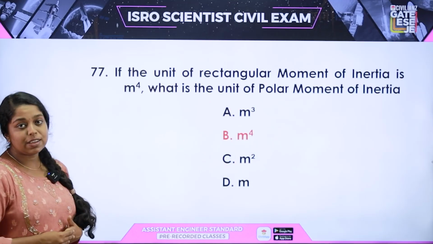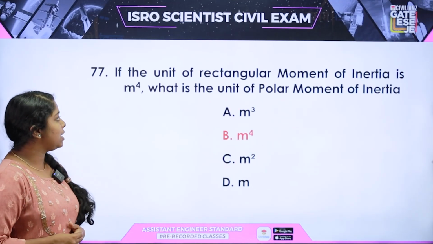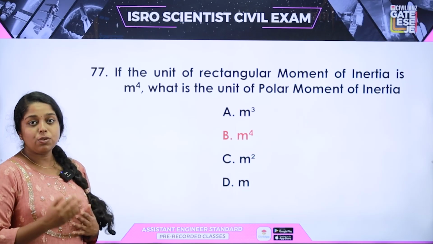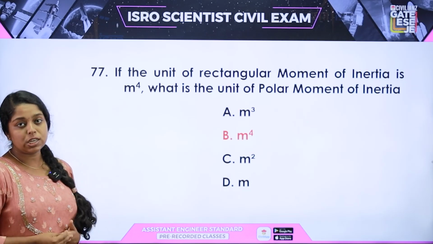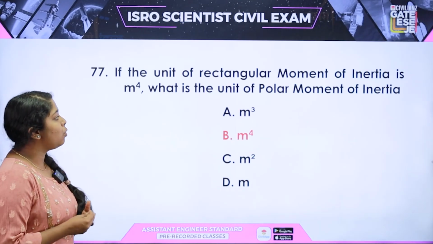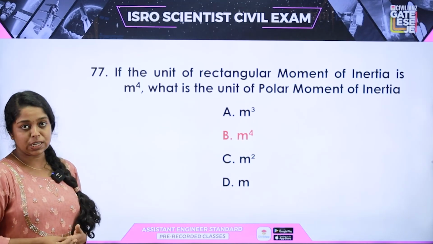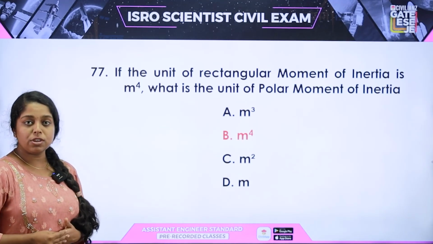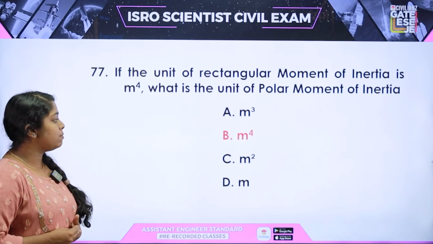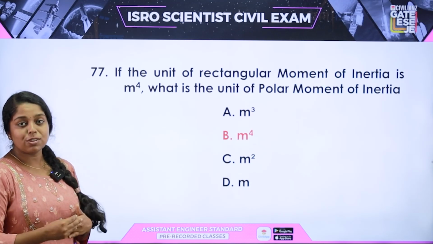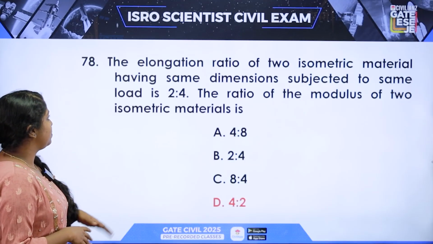Moving on to the 77th question. This is from engineering mechanics. So we know that the unit of a rectangular moment of inertia is meter raised to 4. Then what is the unit of polar moment of inertia? The unit of polar moment of inertia is also the same, that is meter raised to 4. So option B is the right answer.